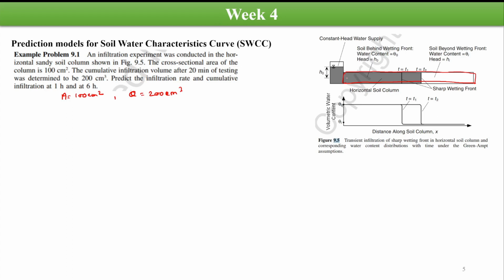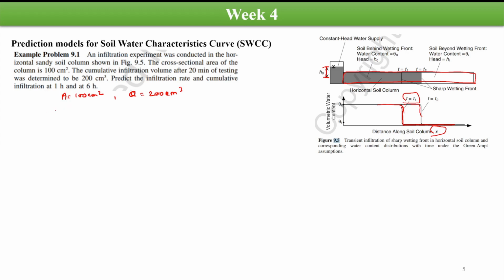So this soil column, or the soil specimen, is kept at a height of h naught, right? At time t equal to t1, the volumetric water content is at this point, and at t equal to t2, it's here at this distance, right? So actually the wetting front is going forward in the x direction, right? For this question, we need to calculate the infiltration rate and cumulative infiltration at the two particular times, 1 hour and 6 hours.